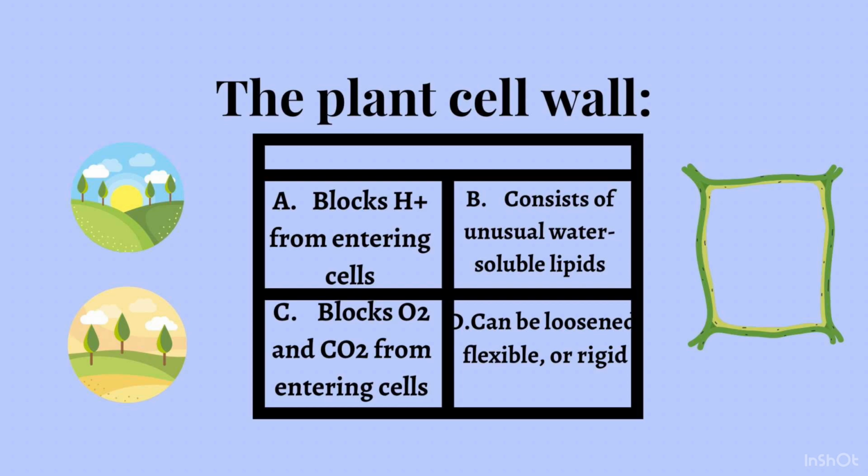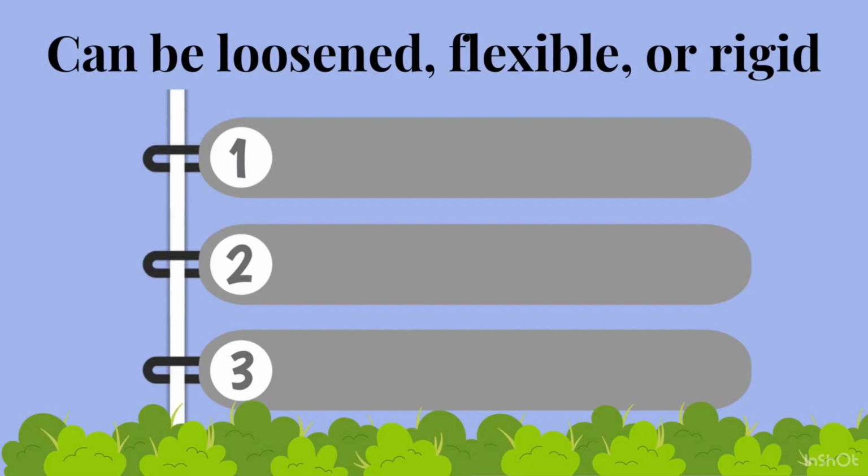So I'm going to give you guys a second to pause this video and try to answer this on your own. If you said D, can be loosened, flexible, or rigid, you are correct. But why are you correct? Let's look at this option.